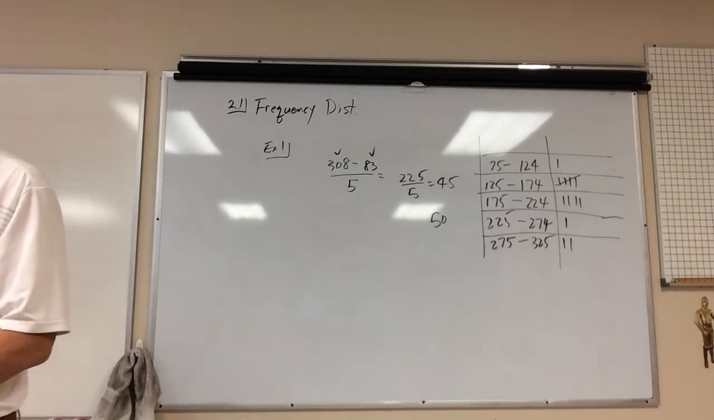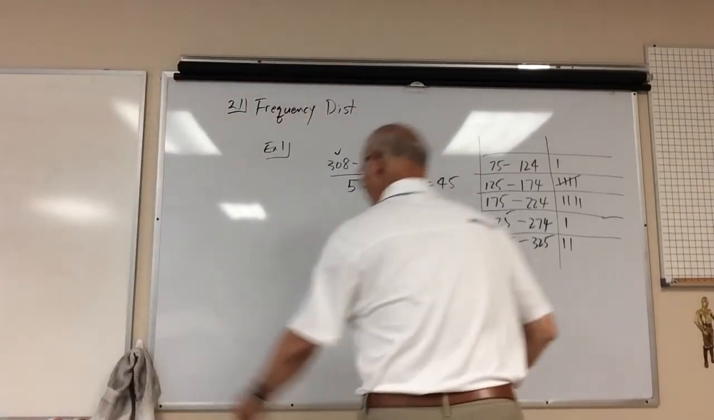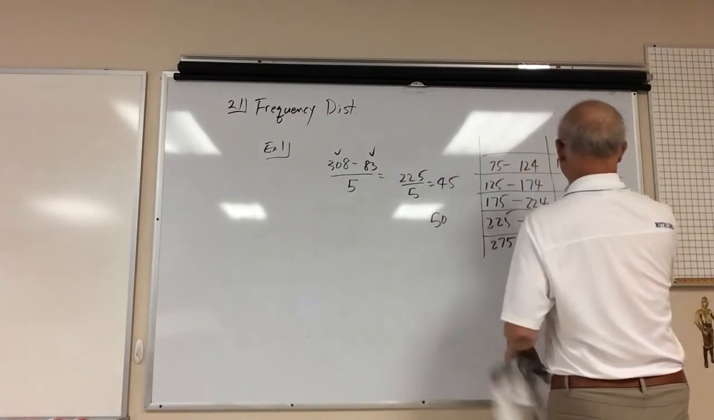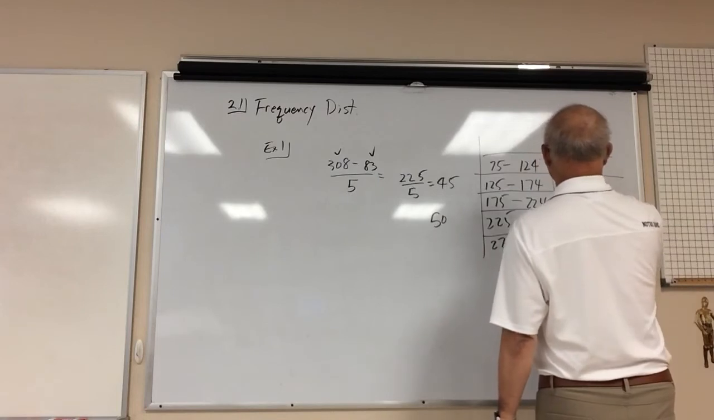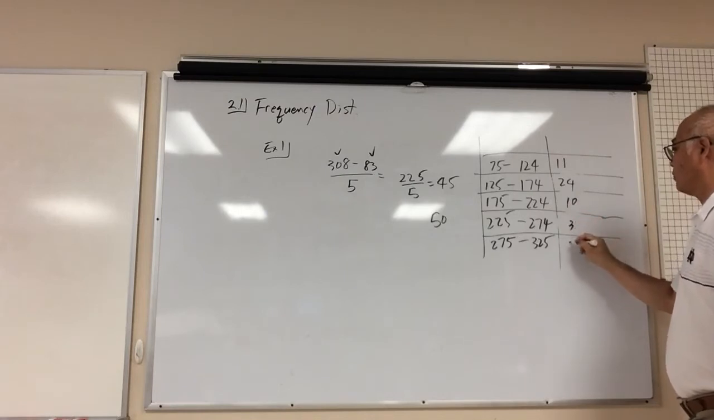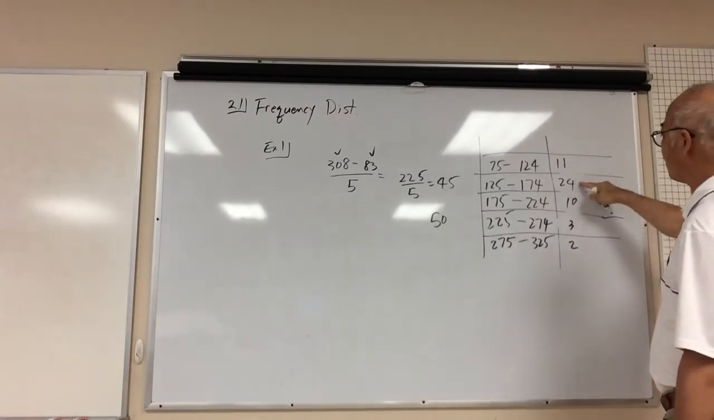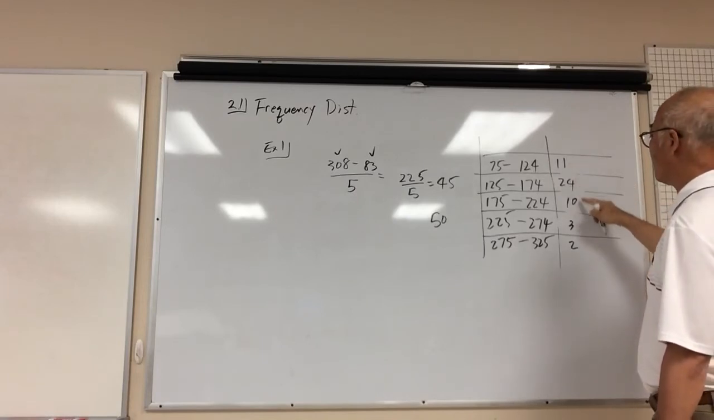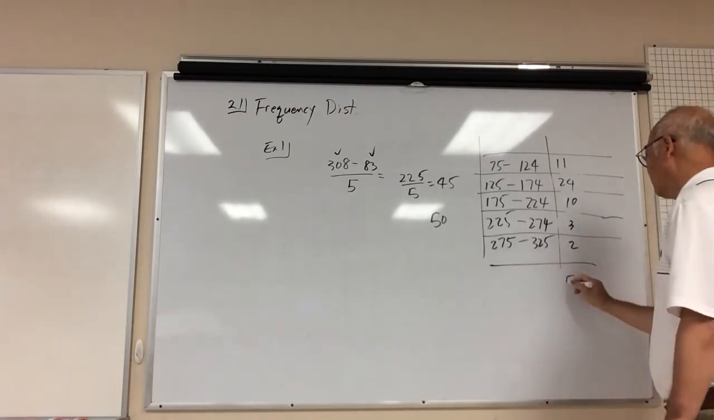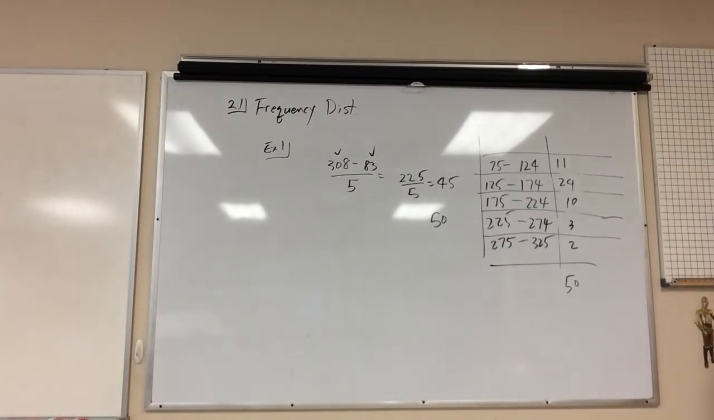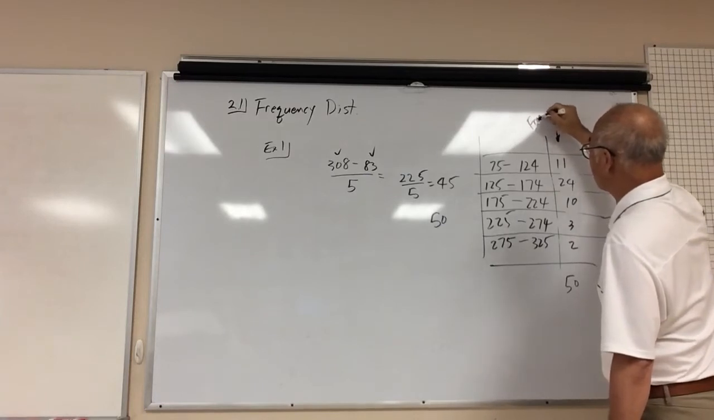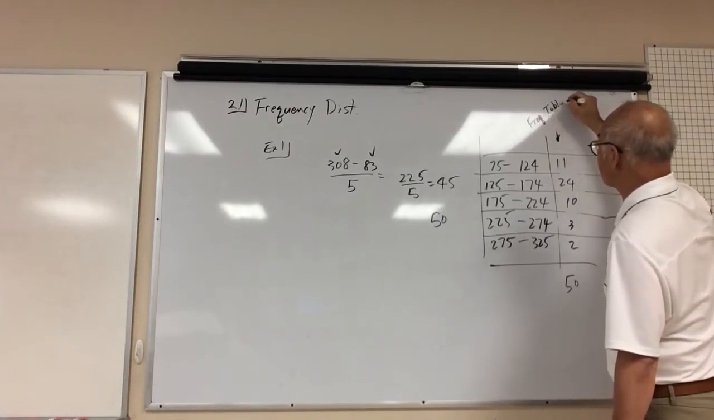Okay? So in the end, when we do all this, we ended up with 11, 24, what's the next one? 10, 3 and 2, correct? For a total of 35, 45, 50. So a total of 50. If you add them all up, you get 50. Okay. So this is the frequency table. So this row here is the frequency table that we just created.